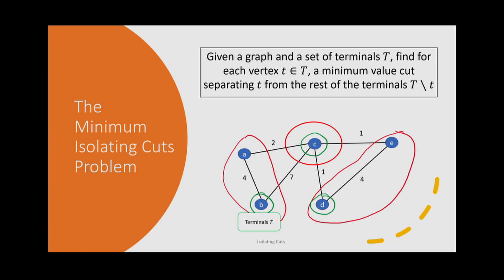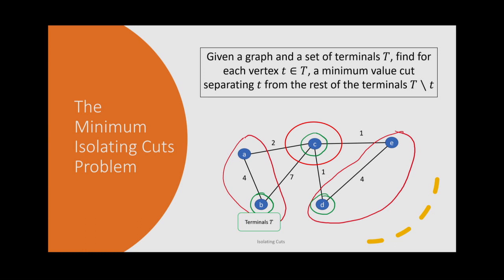Now, once you see this question, the first thing you might think of is, how do these cuts interact? Instead of asking for a single cut, I'm asking for several cuts here, right? The number of cuts is the same as the number of terminals. So maybe these cuts overlap in weird ways. Can I even represent these cuts in an efficient manner?